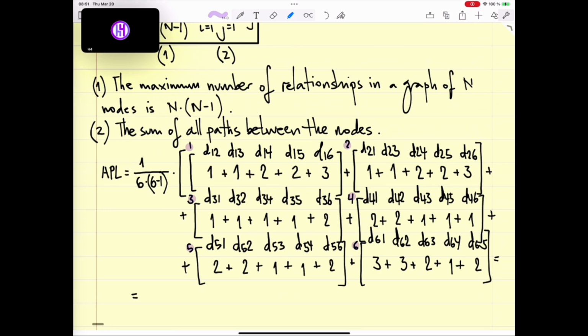You need to divide it by 30. Yeah, no problem. So it's 50 divided by 30. This is going to be 1.67, right? All right, thank you. So this is the way to calculate the average path length.